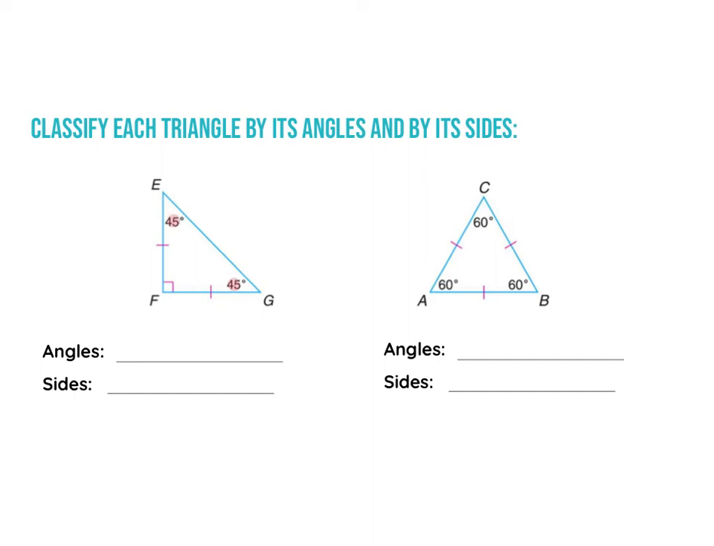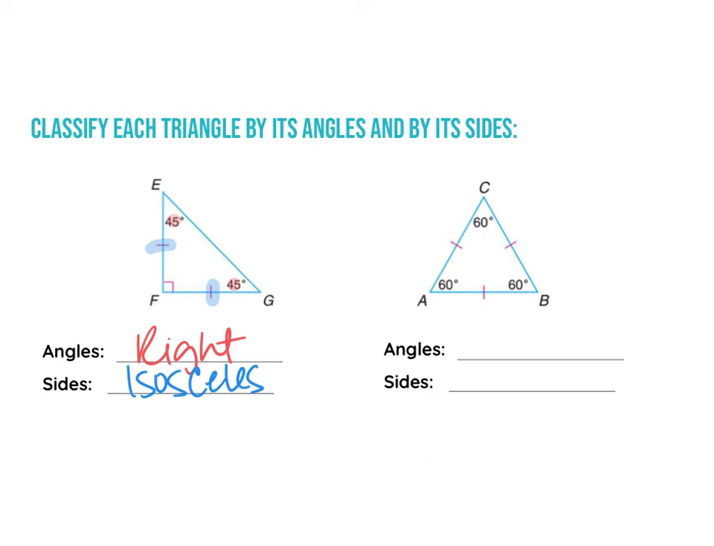Well, as soon as I see that 90-degree angle, I know that that has to be a right triangle. Again, one right angle, and we classify it as a right triangle. When I'm looking at sides, I see these two tick marks. I don't see that on the third side, so that tells me I have two congruent sides, which means that this is isosceles. Okay, so that would be a right isosceles triangle.